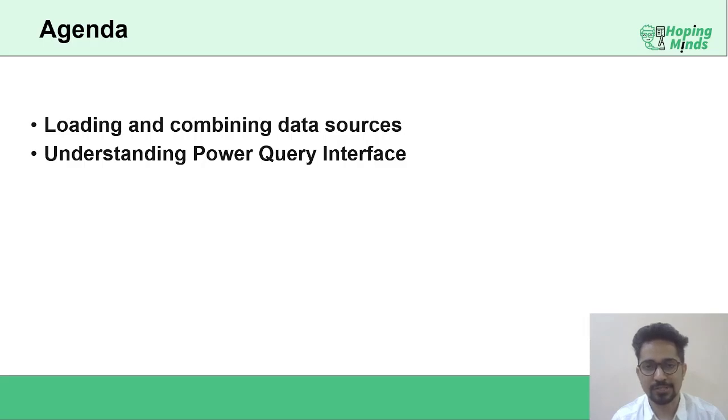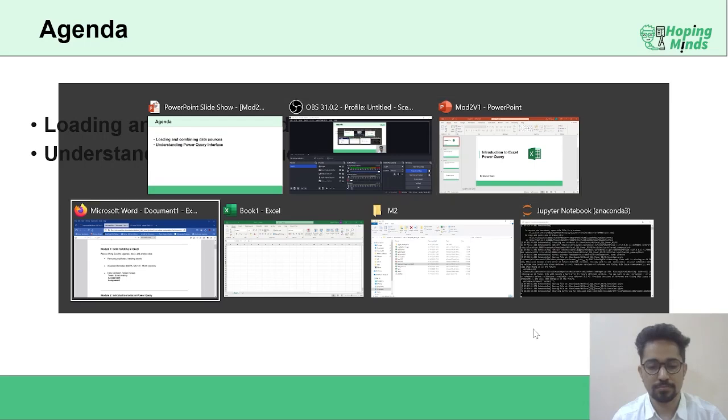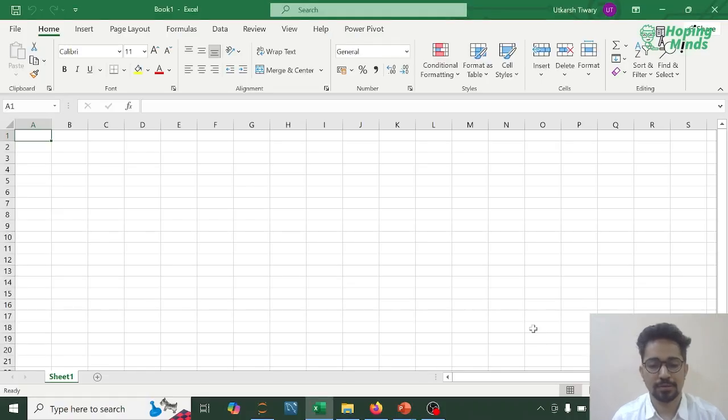Till the previous sessions, we have discussed data validation, named ranges, along with INDEX MATCH, VLOOKUP, HLOOKUP, and basic data cleaning and formatting as far as Excel is concerned. So guys, let's switch to the Excel screen. Over here we are in the Excel window. As we can see, currently I don't have any data to begin with.